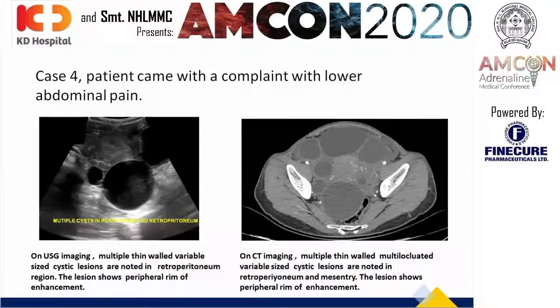This is case 4. The patient came with a complaint of lower abdominal pain. On USG, multiple thin wall variable size cystic lesions are noted in the retroperitoneum region. The lesions show a peripheral rim of enhancement. And on CT imaging, multiple thin wall multilocular variable size cystic lesions are noted in the retroperitoneum region. The lesions show peripheral enhancement.